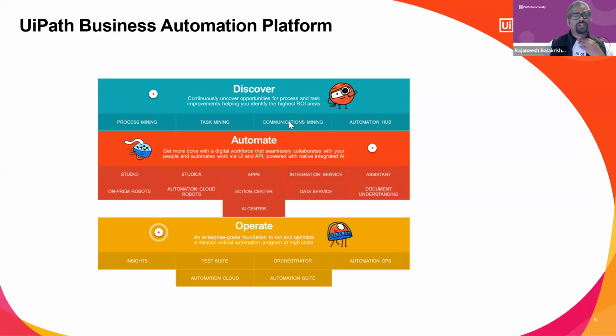If your organization is using communication mining, then you can focus more on communication mining instead of task mining or process mining. I don't think every company uses all the tools. They use certain tools, so go with what they are using and what you need to learn. In the automate phase, you need to go with Studio, Orchestrator, and Robot. You need to know what they are capable of doing. You don't need to learn each and everything, but just understand what it is capable of doing in the automate phase. In the operate phase, you need to know about Orchestrator, and something in Automation Cloud as well.